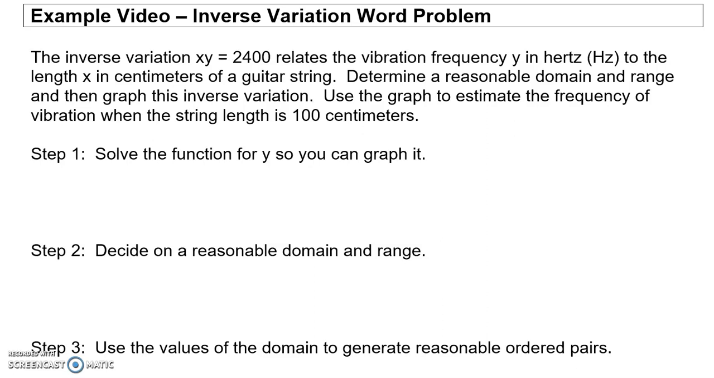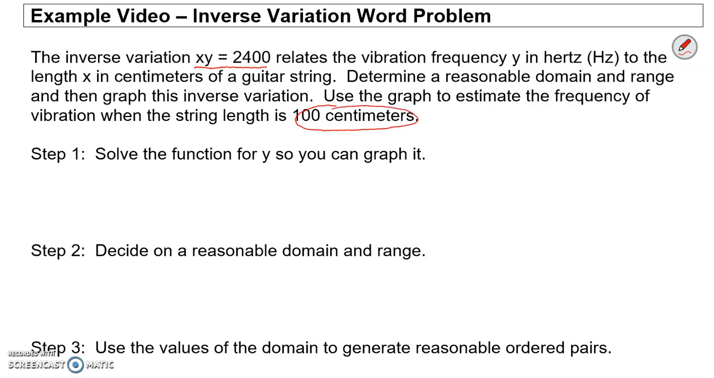Alright, in this video we're going to be solving this word problem using what we know about inverse variation so far. It says the inverse variation, x times y equals 2,400, relates the vibration frequency y in hertz to the length x in centimeters of a guitar string. Determine a reasonable domain and range and then graph its inverse variation. Use the graph to estimate the frequency of vibration when the string length is 100 centimeters.